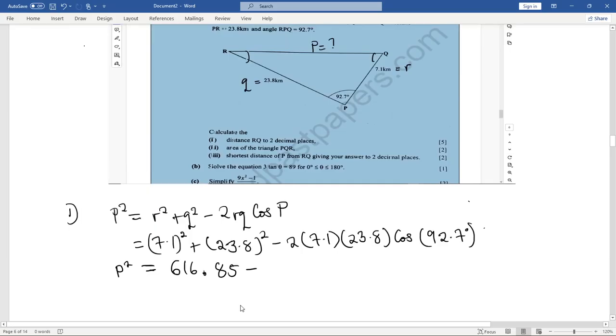So minus 2 times 7.1 times 23.8, then the answer cos 92.7.